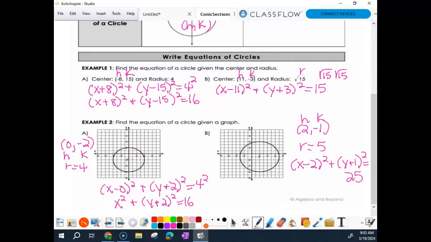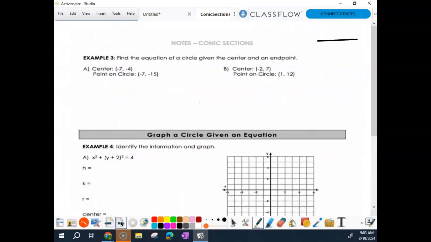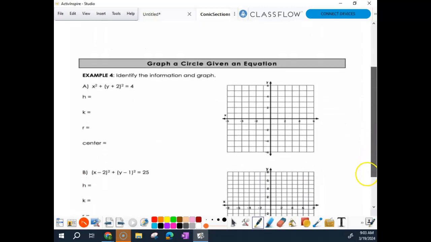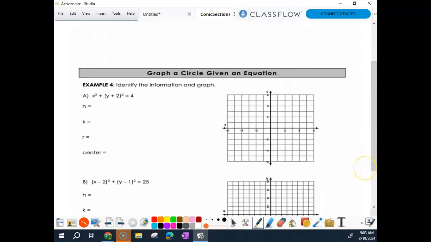Double check that you got the same answer. Okay, are we okie dokie so far? Yeah? Okay. So on the next page, we're going to do the bottom first and we'll go back and do the top two.